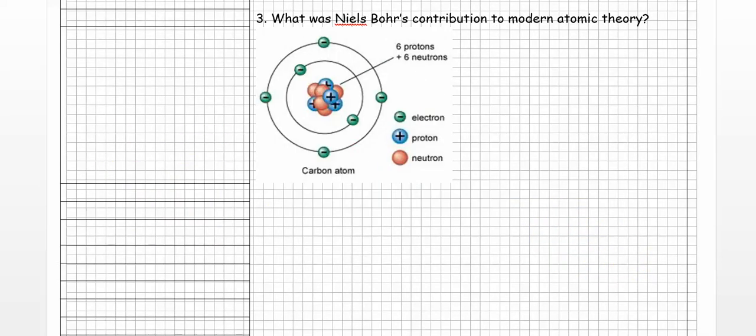Now, the next question has to do with Niels Bohr's contribution to modern atomic theory. And in fact, Niels Bohr's model is very much like the model that we learned about in grade school, with the nucleus in the center of the atom containing the protons and the neutrons and the electrons circling in special orbits like planets around the sun.